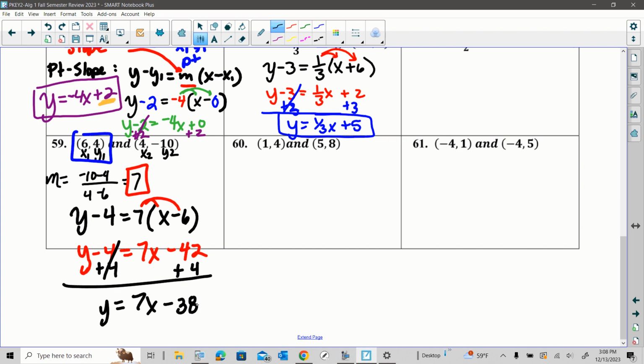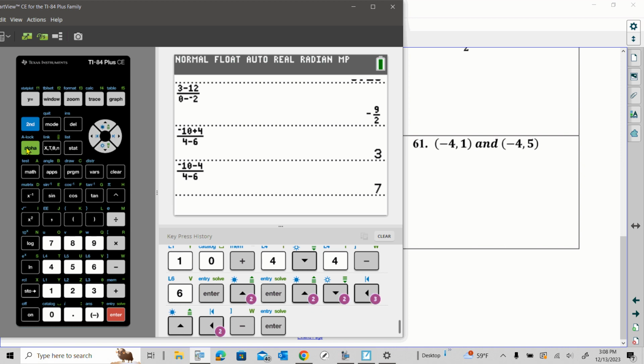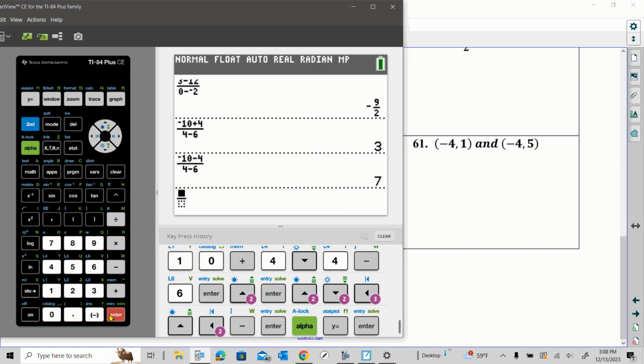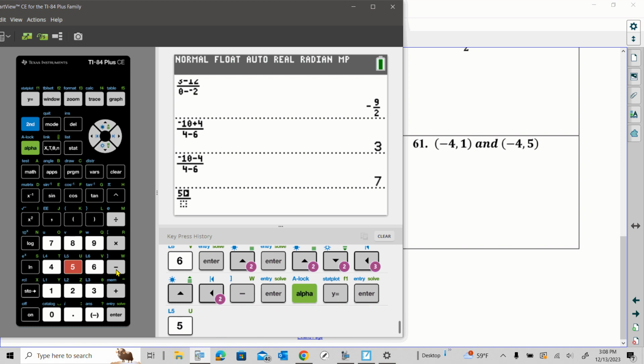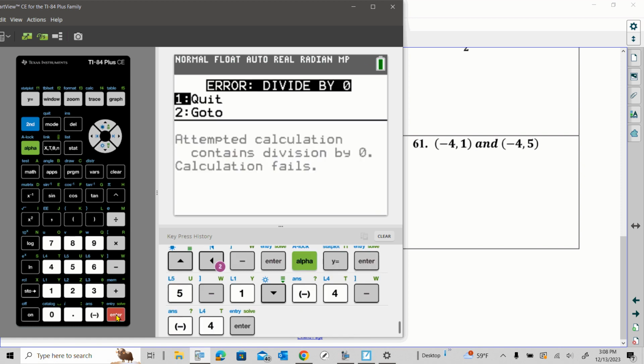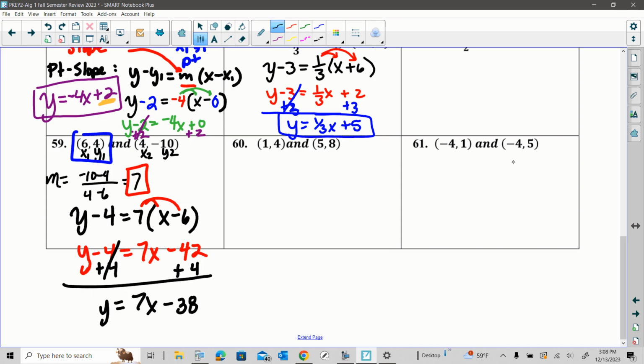All right. Now, I do want to talk about the last one, 61, real quick, using the slope formula. So I'm going to go straight to the calculator part. So I'll do alpha y equals. We plug in our numbers. We got 5 minus 1. Then we have negative 4 minus negative 4. Enter. Okay. So this is error dividing by 0. Meaning, if I was to simplify this and show you what would happen, we have basically 4 over 0.